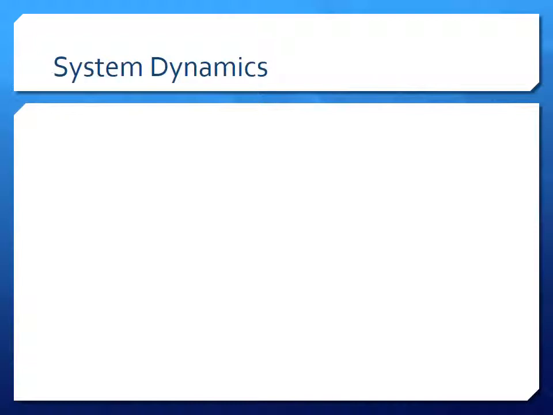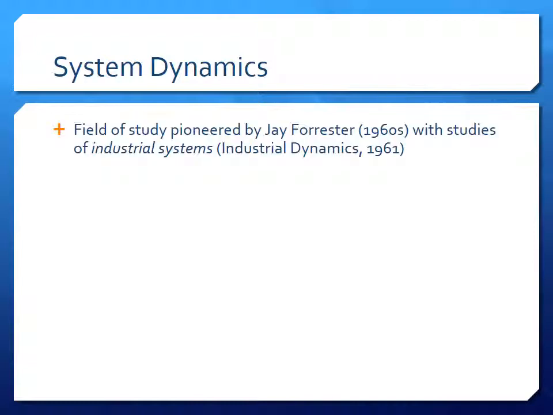Now we're going to be using system dynamics to study systems, and system dynamics is a field of study that was pioneered by Dr. J. Forrester in the 1960s. He looked primarily at industrial systems, at companies and industries, identified their components, and formalized what's known today as system dynamics as a field of study.